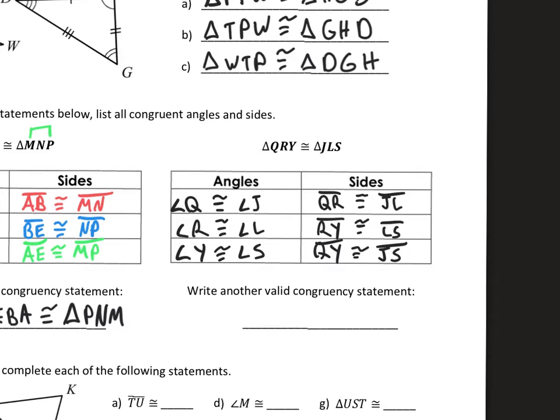And what's another way I can write this? I'll get fancy. I will call this triangle RYQ is congruent to R was the second one, so that matches up with L. Y matches up with S, and Q matches up with J. LSJ. All right, so far, so good.